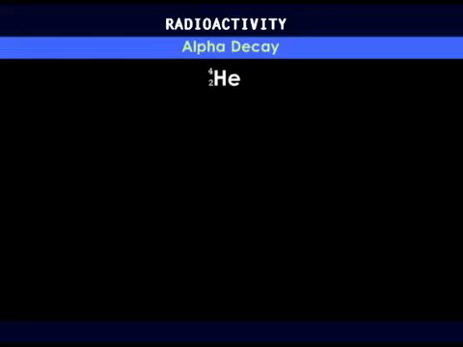So if a nuclide decays by release of an alpha particle, the mass number decreases by 4 and the atomic number by 2. So if a parent nuclide X with mass number A and atomic number Z undergoes an alpha decay, we shall have a daughter nuclide Y with mass number reduced by 4, that is A minus 4, and atomic number reduced by 2, Z minus 2, plus an alpha particle which is essentially a helium nucleus.